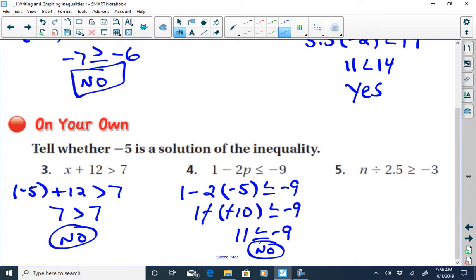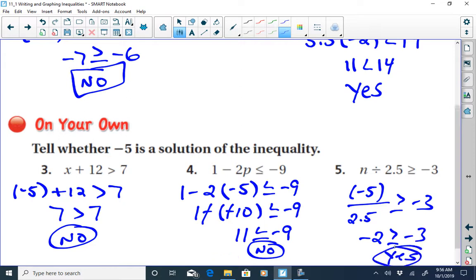All right, let's try the next example. We have a number n divided by 2.5. Is that greater than or equal to negative 3? So is negative 5 divided by 2.5 greater than or equal to negative 3? Well, negative 5 divided by 2.5, that's going to be negative 2. Is negative 2 greater than or equal to negative 3? Answer to that will be yes.